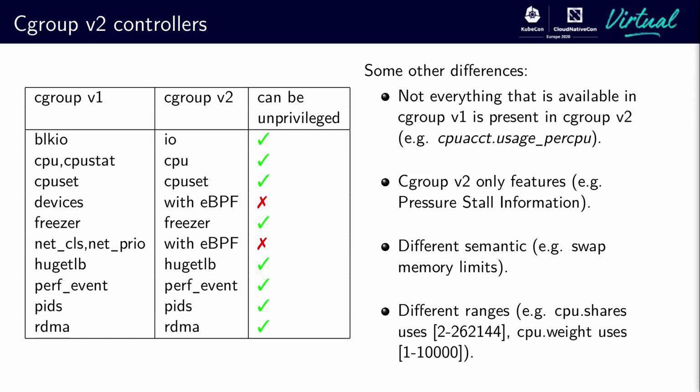Not everything that was exposed by cgroup v1 is available with cgroup v2. For instance, there are some stat files like usage per CPU that are not present in cgroup v2. There are also some new features that are not available in cgroup v1. Some configuration changed semantics in v2. For example, the memory swap limit is configured in a different way. Some other configuration kept the same semantics as in v1, but uses either different names or different ranges. An example is CPU shares that changed both the name and the range in cgroup v2.